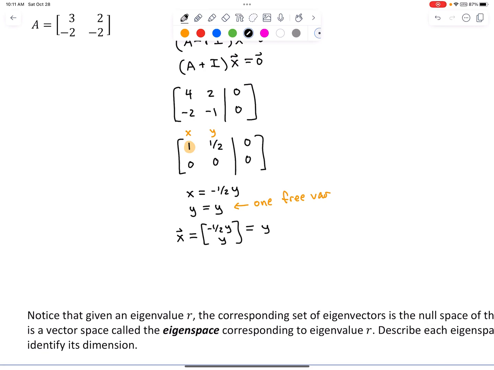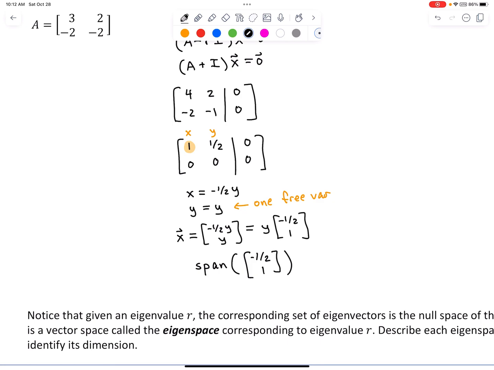We can factor that y out and say basically any multiple of the vector negative 1/2, 1 will be an eigenvector. And I should say any non-zero multiple will be an eigenvector. Well, this is effectively the span of a vector. All multiples of negative 1/2, 1 form a subspace. Therefore, I can use as a basis for that subspace any non-zero vector in that subspace, including the non-zero vector that we simply see above.